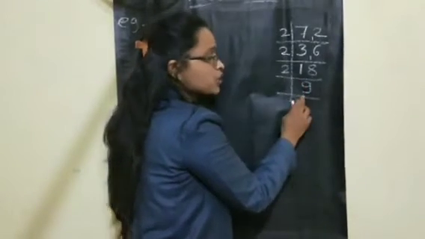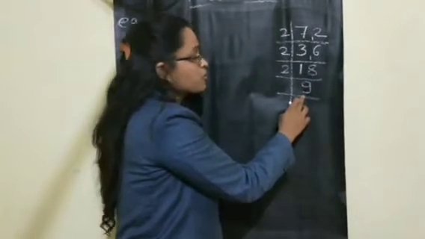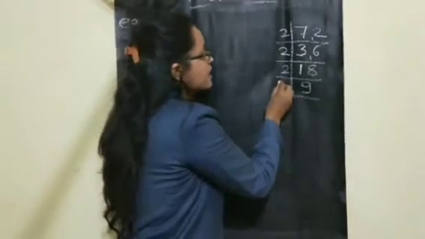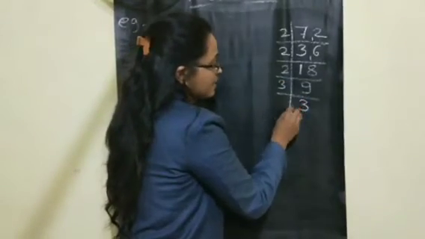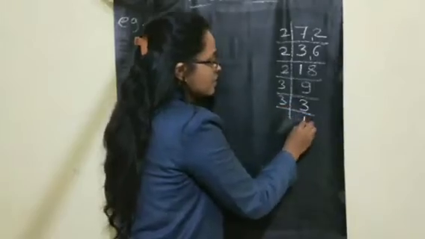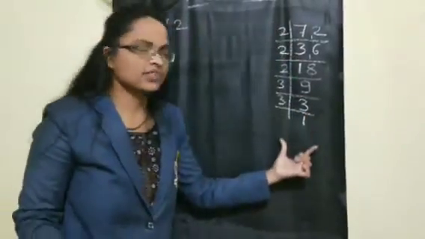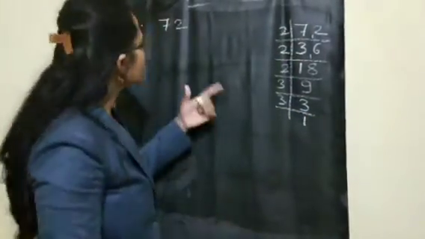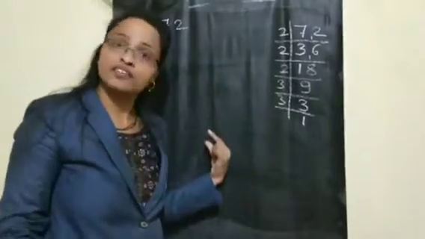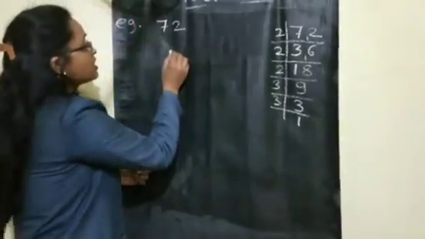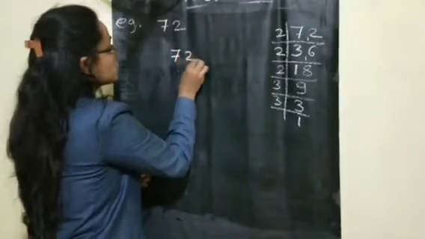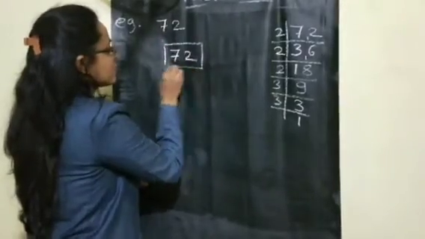Now can you divide 9 by 2? No, it's not possible. Then go for the next prime number, that is 3. 3 3s are 9. Then 3 1s are 3. Here our prime factorization is ready, children. Now with the help of this we can draw the factor tree here. Our main number, the starting number, is 72. You can write it here and draw a box like this.